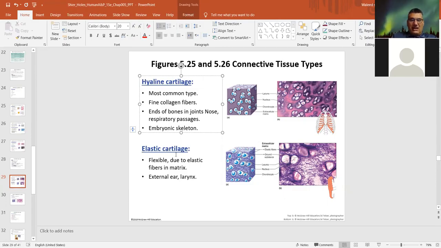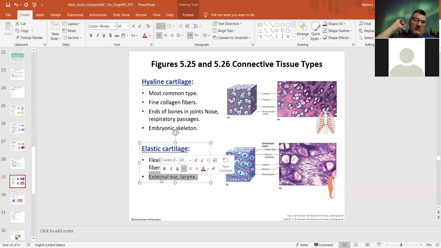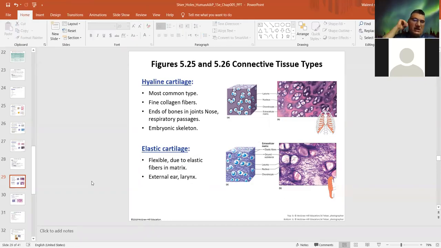The next type is called elastic cartilage, and location is important. External ear. So this is obviously very elastic. If you try to move your ears, you can easily move it because it is elastic, and you can actually stretch it and it goes back. So this is elastic cartilage.